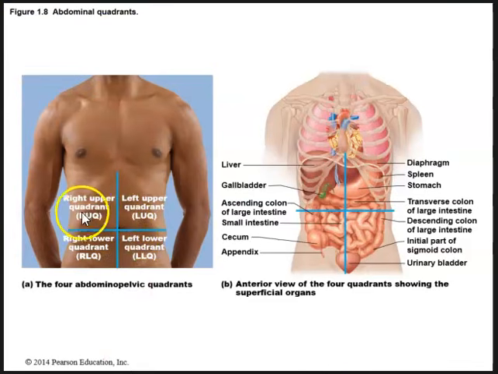So here we see the right upper quadrant, the left upper quadrant, then we have the right lower quadrant, and the left lower quadrant. So here we can see the appendix coming off the cecum is located within the right lower quadrant. Okay. We also use abdominal regions. There are 9 regions to help us specifically locate different organs, and it's just a little bit smaller, so a smaller area helps us locate very specific organs within the abdomen.